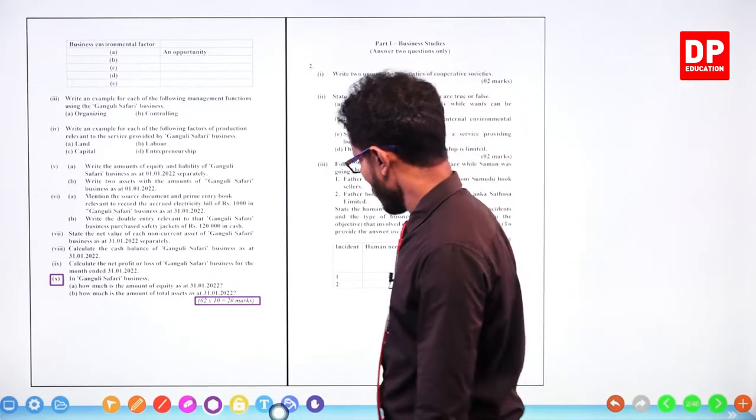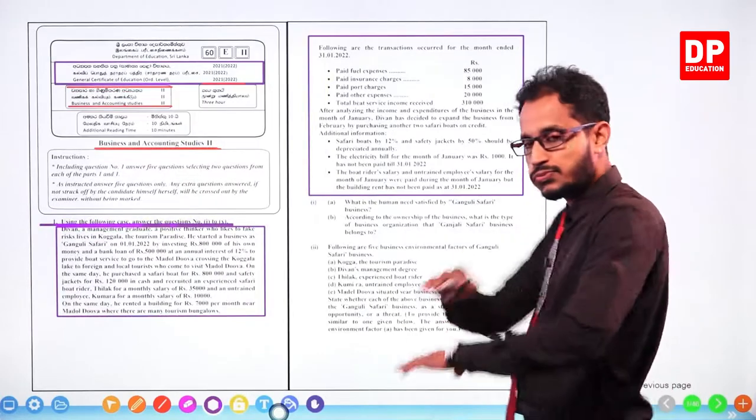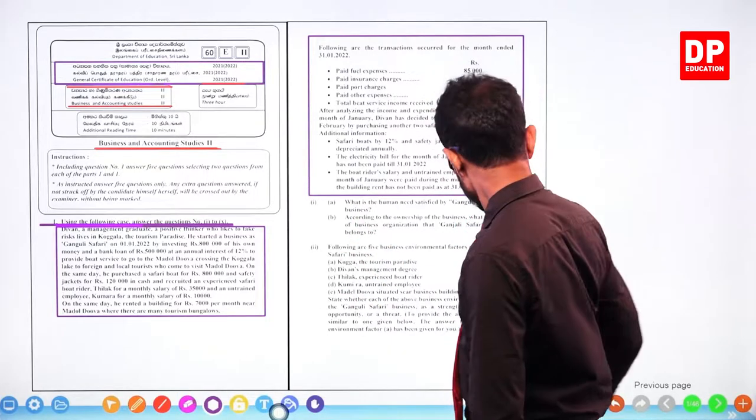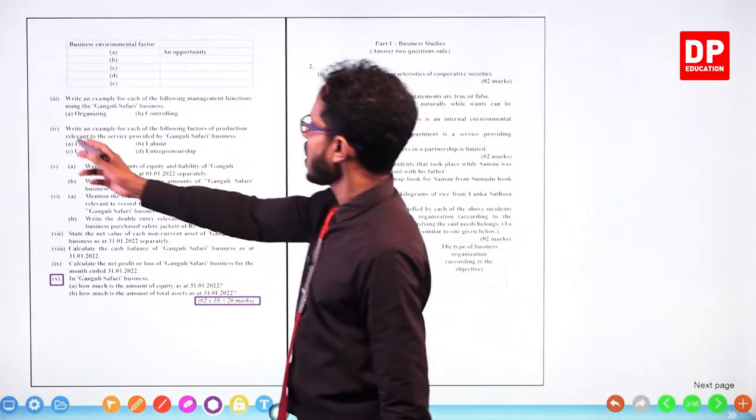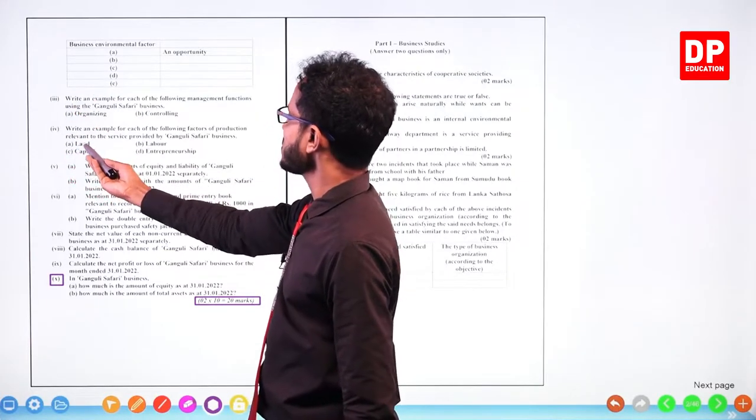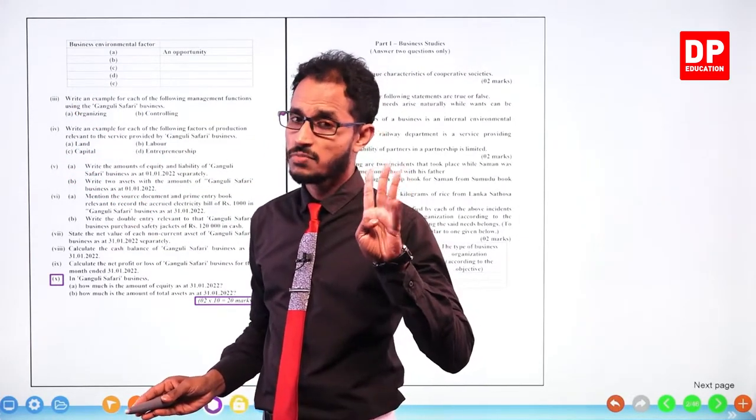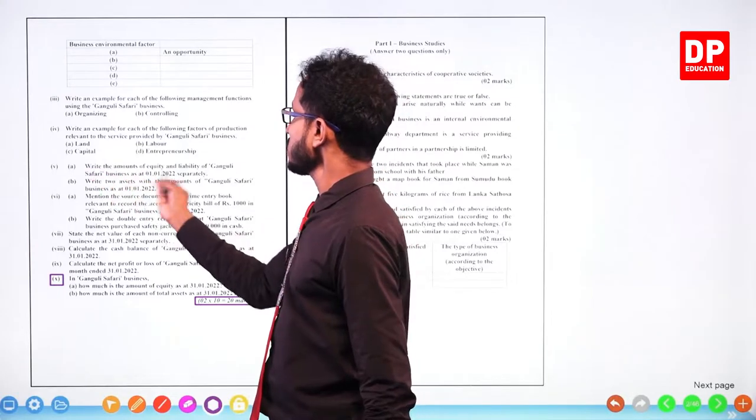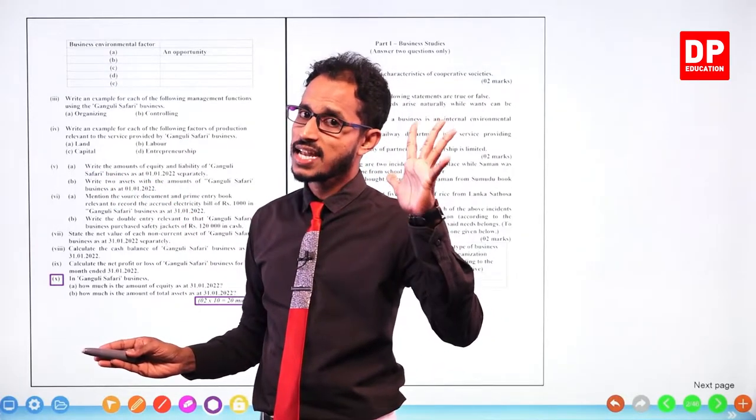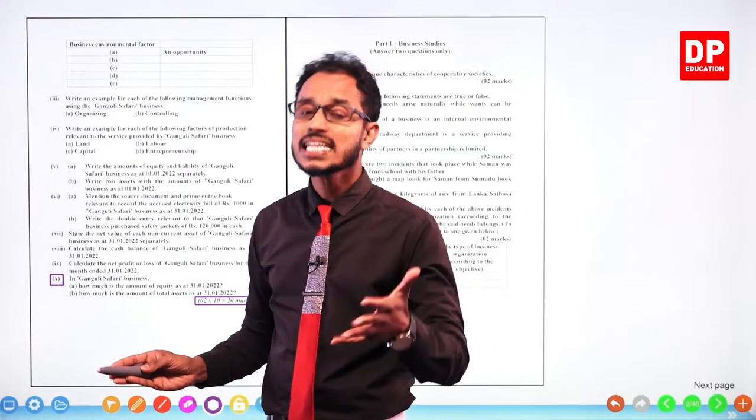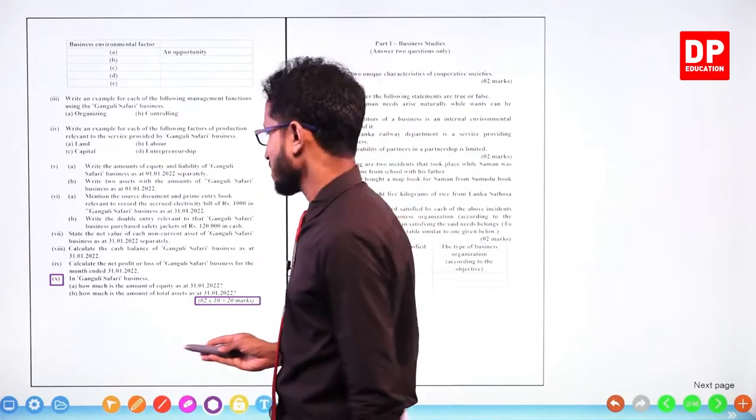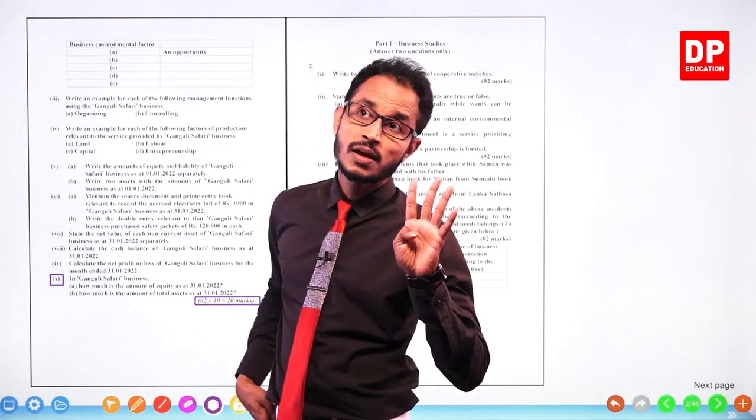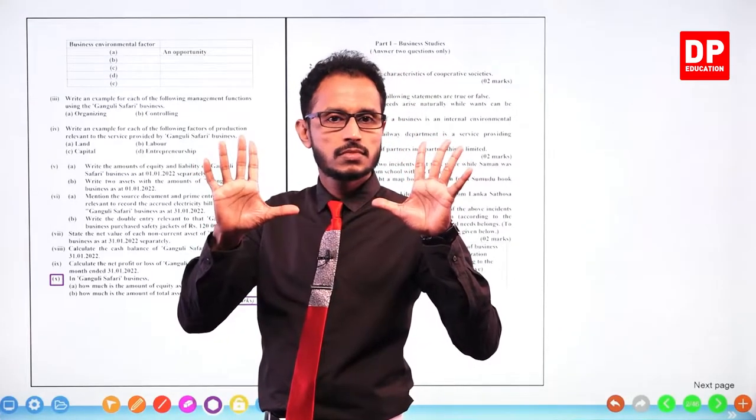I'll give you a very, very brief breakdown of the questions. First, second, third, fourth questions are mostly coming from the business studies part. First 4 parts, okay, from business studies. Then from the fifth question, fifth, sixth, seventh, eighth, ninth, 10, that means 6 parts are coming from the accounting section, right? So 4 parts from business studies and 6 parts from accounting, right? Altogether 10.